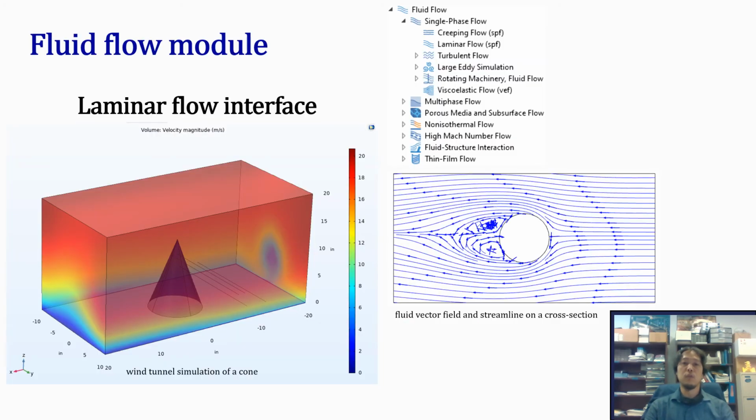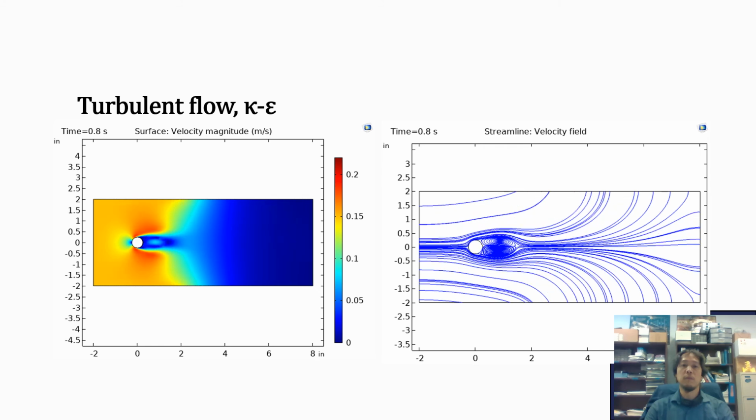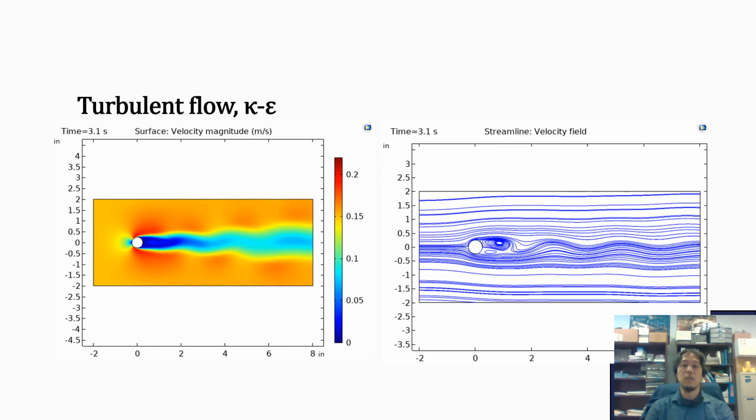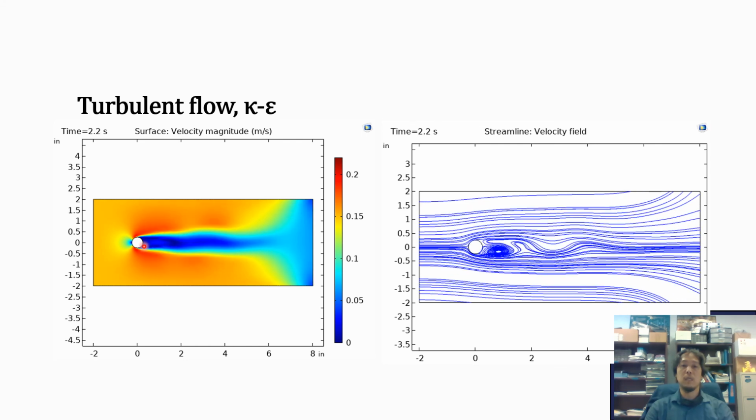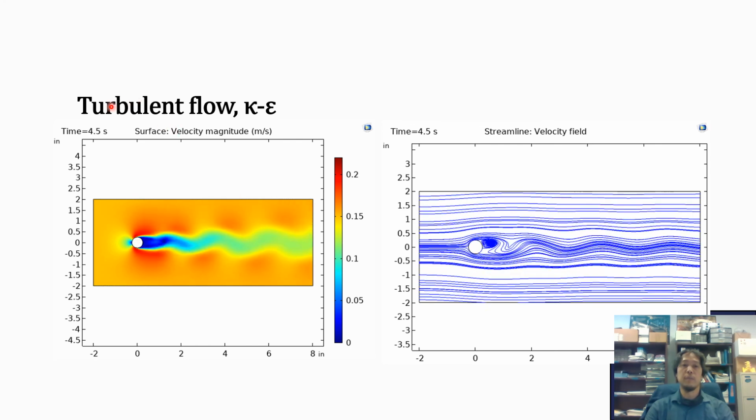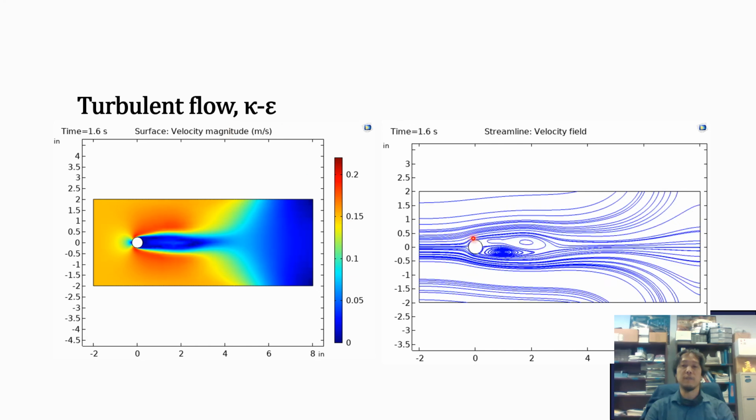The fluid flow module is also called computational fluid dynamics, solving for the velocity vector and pressure. Here it is shown to model a wind tunnel with a cone obstruction to investigate the air streamlines on a circular cross-section. Visualization of vortex shedding or unsteady separation of flow around a circular body was modeled using turbulent flow kappa epsilon interface.